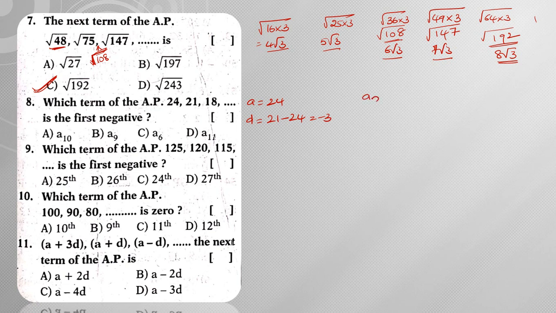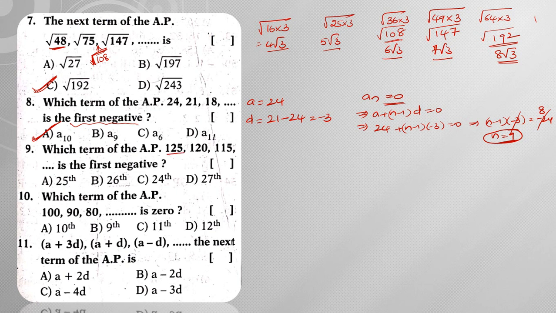Now for this type of question, whenever he asks about the first negative term, consider nth term is equal to 0. So nth term formula, a plus n minus 1 into d, is equal to 0. Substituting the values, 24 plus n minus 1 into minus 3 is equal to 0. From this, n minus 1 into minus 3 is equal to minus 24. In minus 24, minus 3 cancels 8 times. So n is equal to 9. That means the ninth term will be 0. So after the ninth term, the next term will be my first negative term, that is nothing but the 10th term.